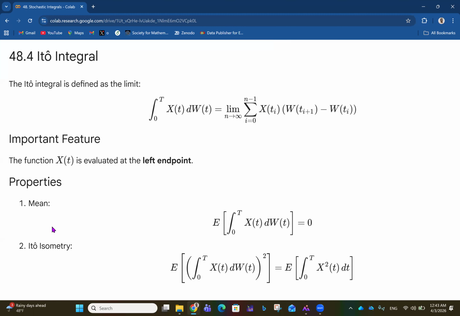So the properties of the Ito integral include the following. Number one, the mean of the Ito integral, the expected value of integral 0 to t of X of t dW_t is 0, settled. And then we have the Ito isometry. The Ito isometry is given like this, that the expected value of the square of integral from 0 to t of X of t dW_t is the same thing as the expected value of integral from 0 to t of X squared dt. So in essence, you can see that X of t squared is X of t squared, but then dW_t squared is equivalent to dt. That's one thing we can see right from there. And that is exactly the idea of the Ito isometry.